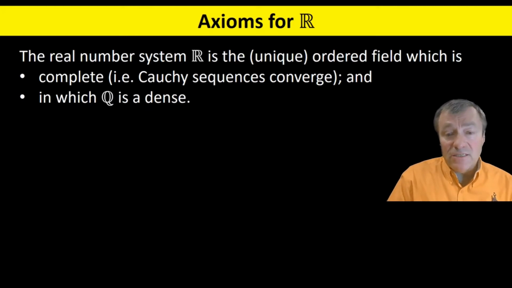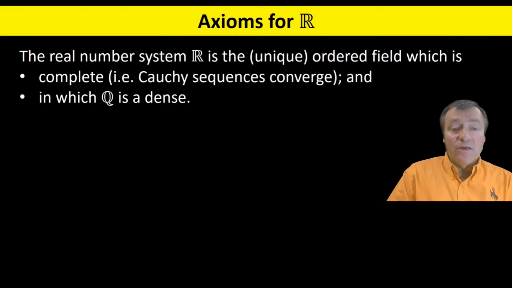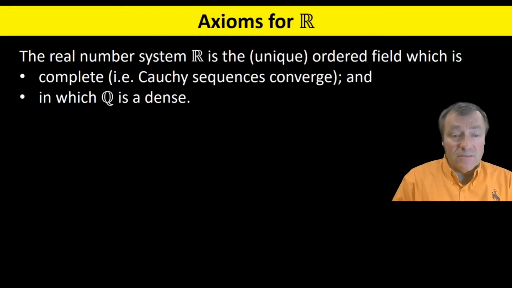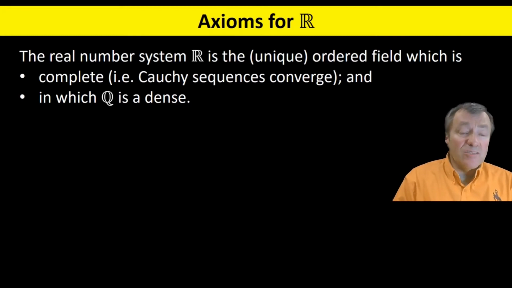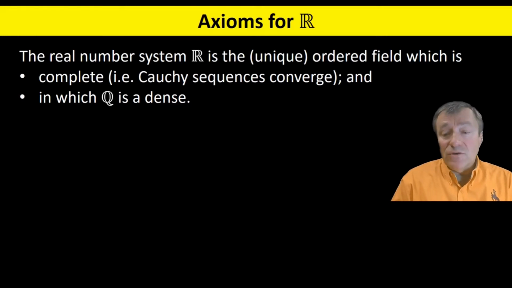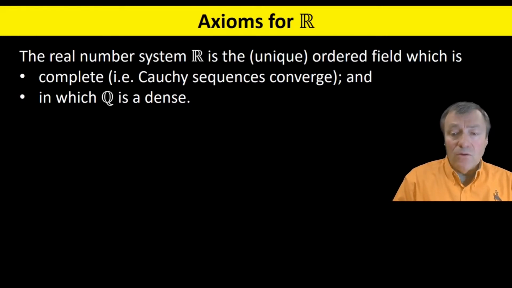And then, in addition to that, you need a little bit more: that the rational numbers are dense. And we gave an explanation of that property also in an earlier video. One way to say that the rational numbers are dense in the reals is to say that real numbers can be approximated very closely by rational numbers. For example, every real number is a limit of a sequence of rationals. Alternatively, between any two real numbers, there is a rational number.